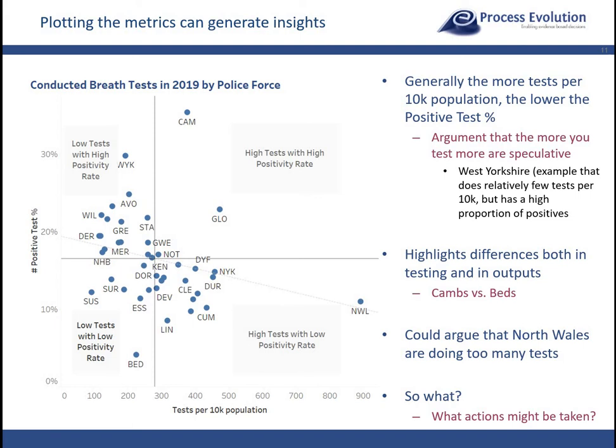Does this mean that those in the top left are only testing suspects when we know they're over the limit? Or are these in the bottom right applying a much more speculative scattergun approach?